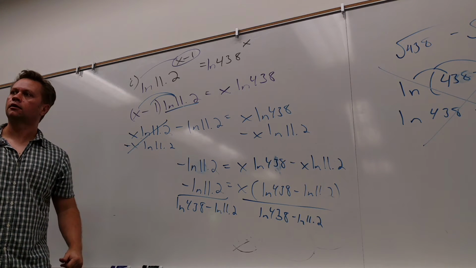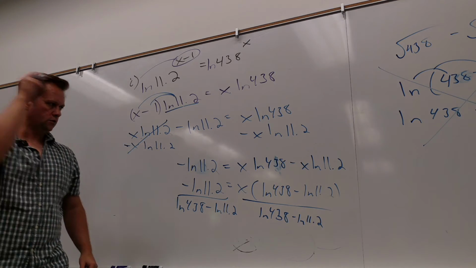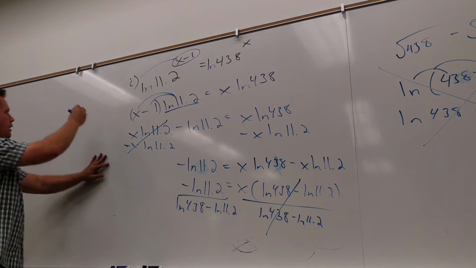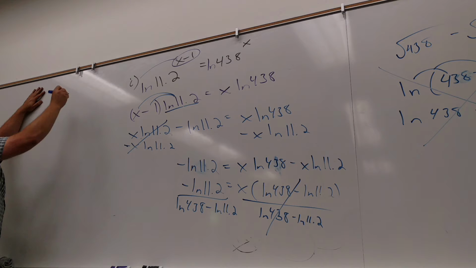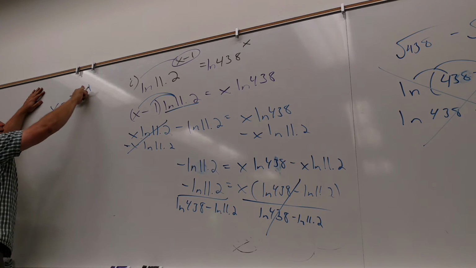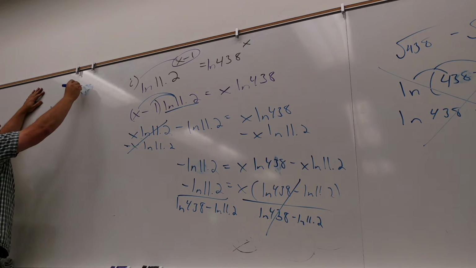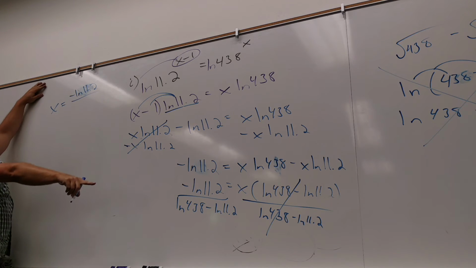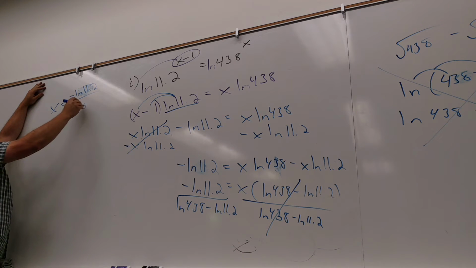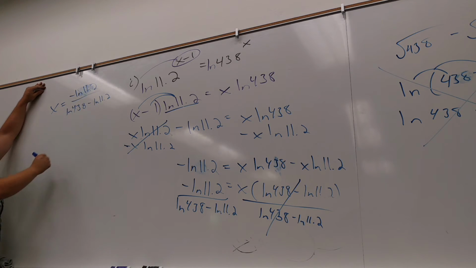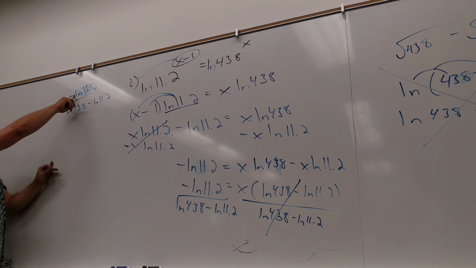Those negatives cancel out, and then that would be on the left side. So then I have the answer. X is negative 11.2 over ln 438 minus ln 2. A little unsatisfactory, but you can put this in the calculator.